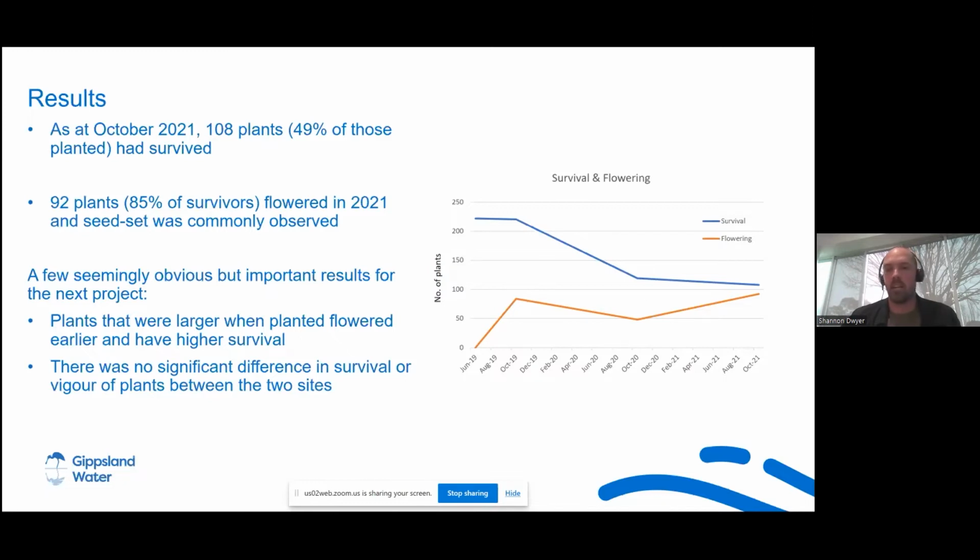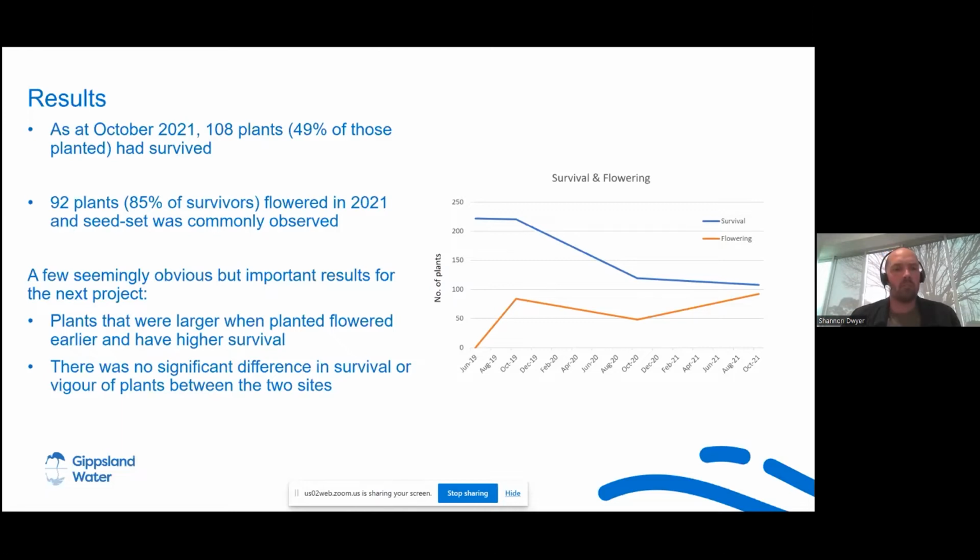But the plants that are there are doing really well. The vast majority of them have flowered, 92 out of the 108. So 85% of plants after the 2 years have flowered. And like I said before, we're commonly seeing seed set in these plants as well.